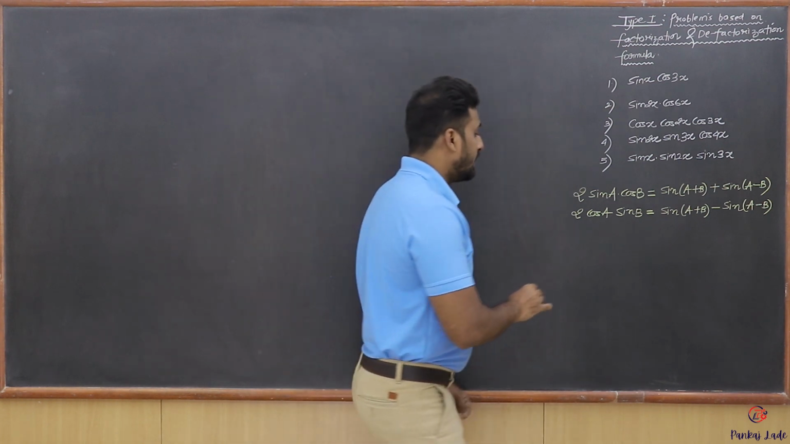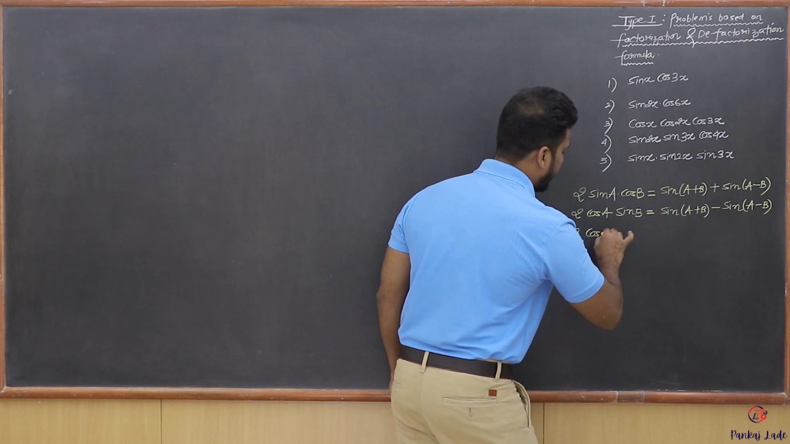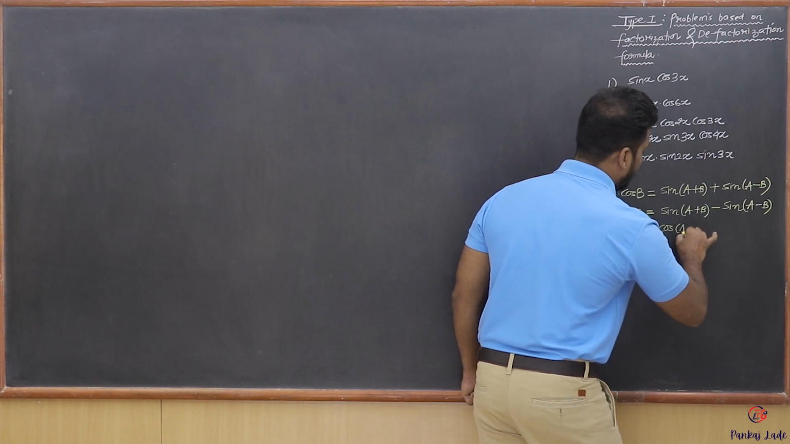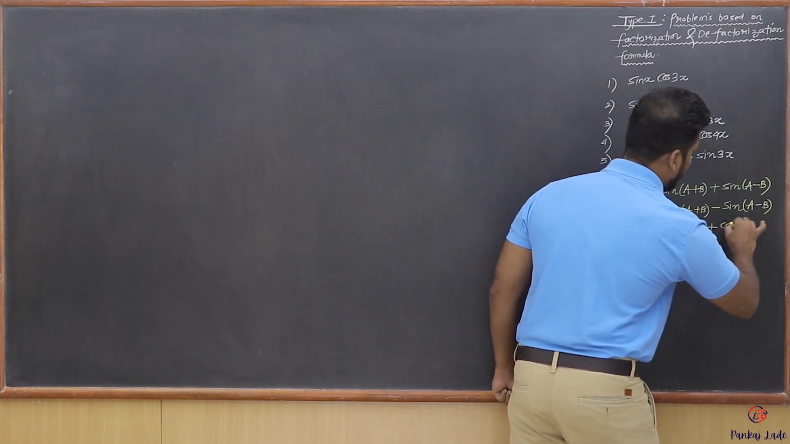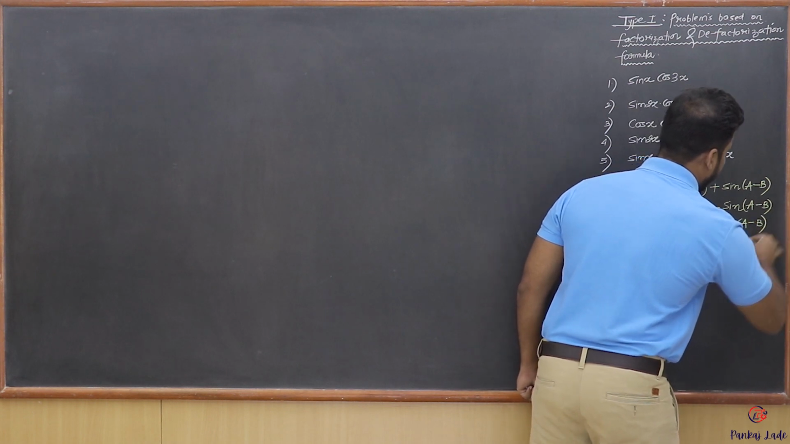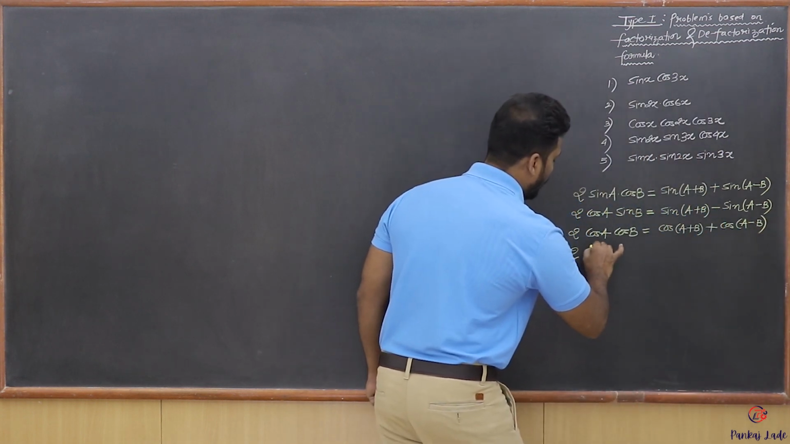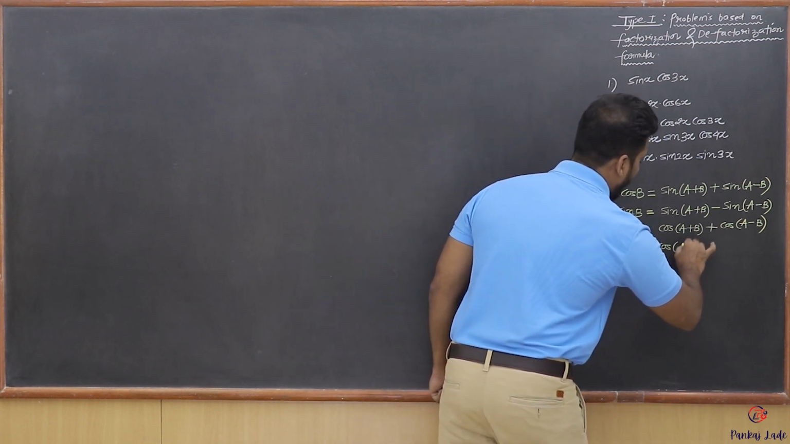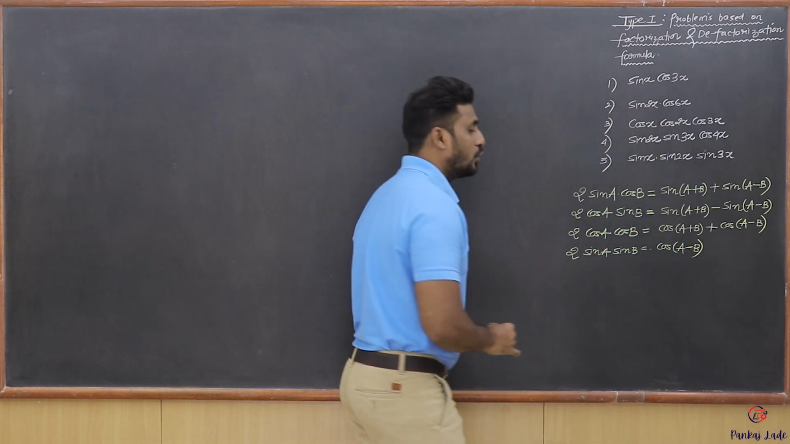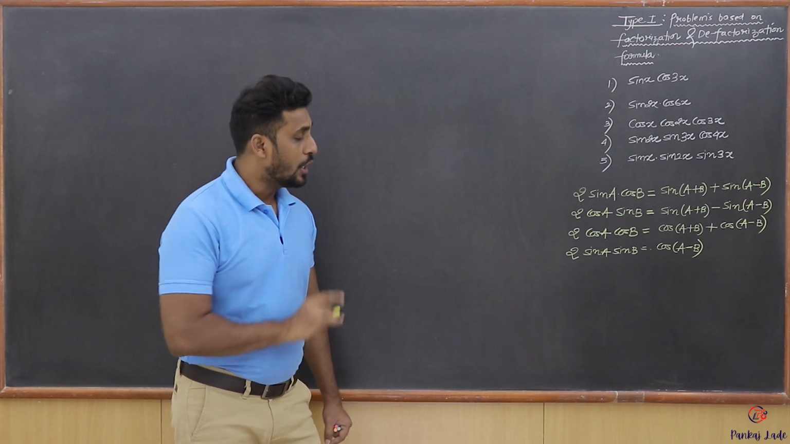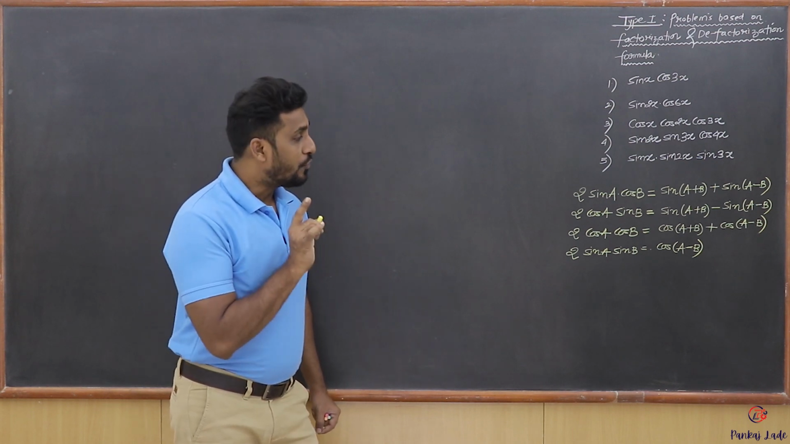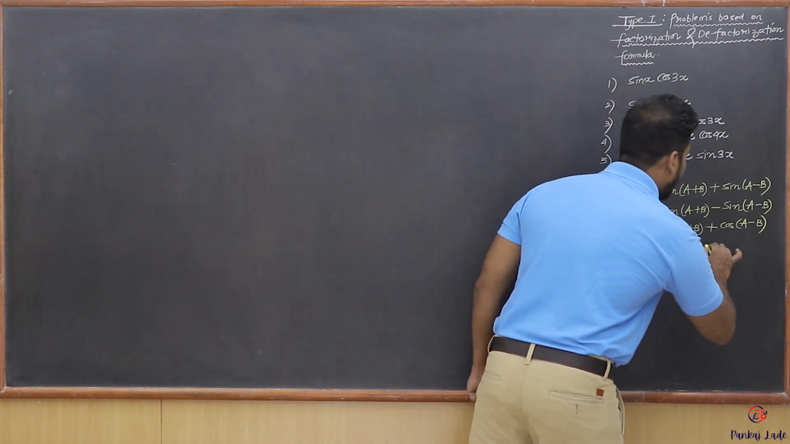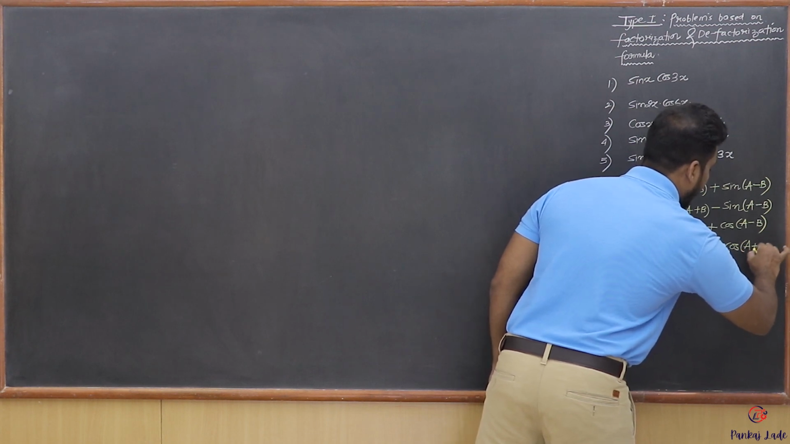Then the third formula, students, is for cos. So 2 cos A cos B. The answer is going to be cos(A + B) + cos(A − B). And finally you have 2 sin A sin B. This formula is very important. Observe the difference over here. It is cos(A − B). In all other three formulas, the first angle is always A + B. Here it is A − B. So cos(A − B) minus cos(A + B).